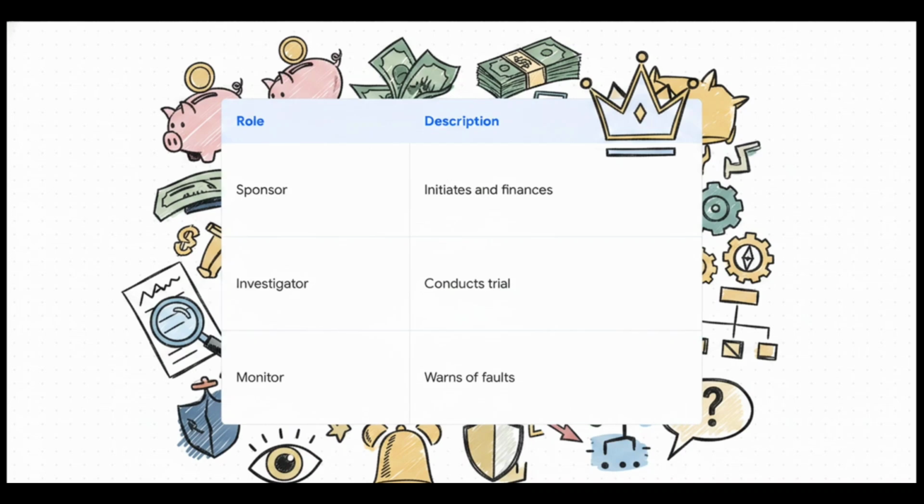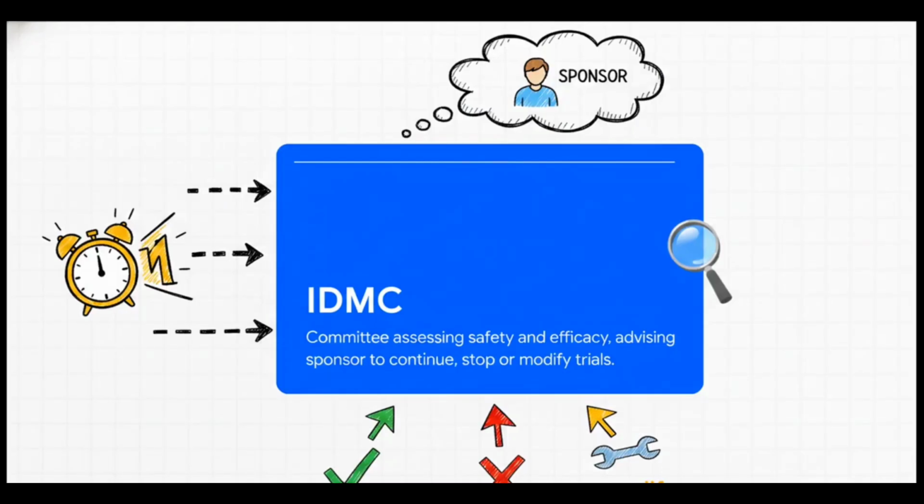And finally, monitoring. A monitor is the person who warns of faults, informs of duty, or gives advice. They're usually someone from the project team who acts as that active, on-the-ground watchdog. Now, right above the immediate project team, you have the IDMC, which is the Independent Data Monitoring Committee. This is a very powerful, independent group that assesses the progress, safety, and efficacy of the clinical trial. And just look at the power they hold.